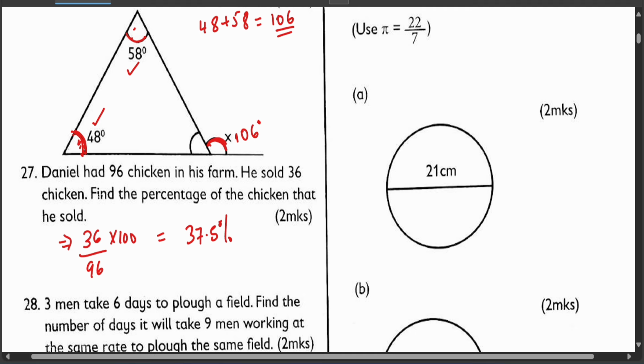So we just take sales over original chickens multiplied by 100, and this is your answer.